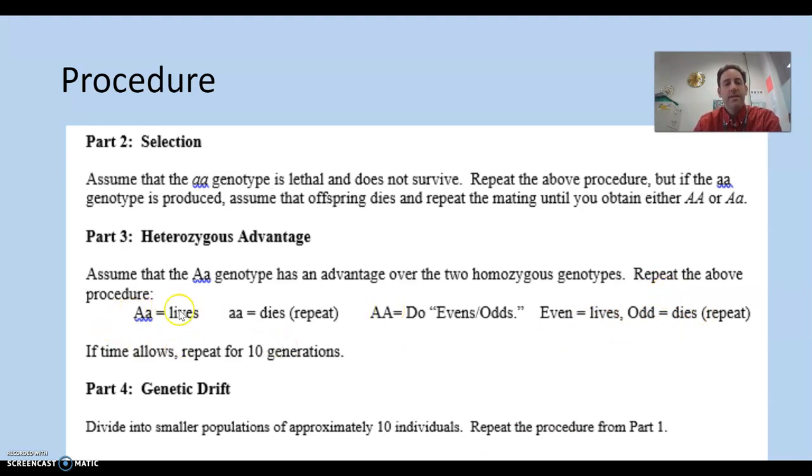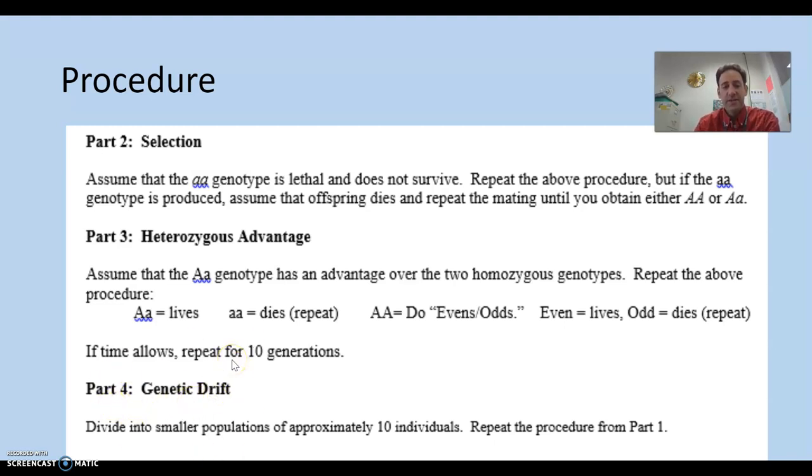Okay, so basically the heterozygote has an advantage because they live no matter what. Little a dies. Big A has a 50-50 chance of living or dying. Okay, so we repeat that one for 10 generations. Finally, we simulate genetic drift.